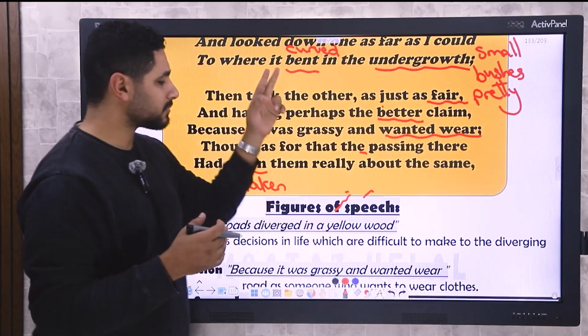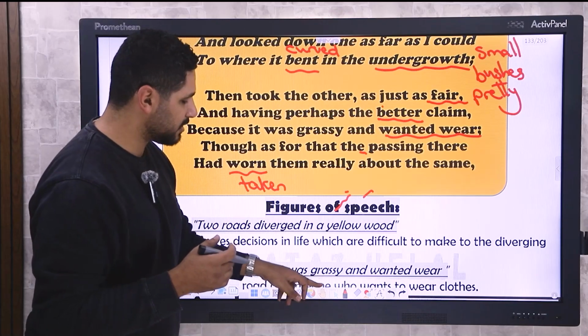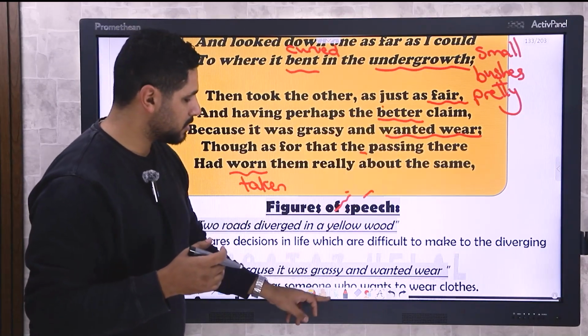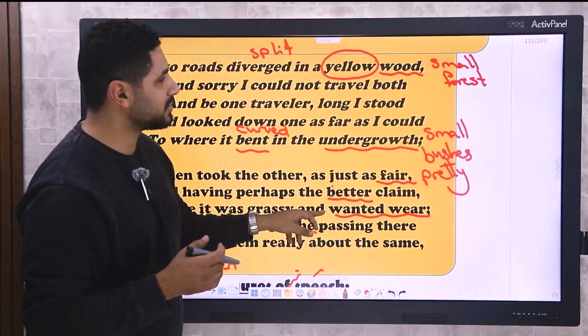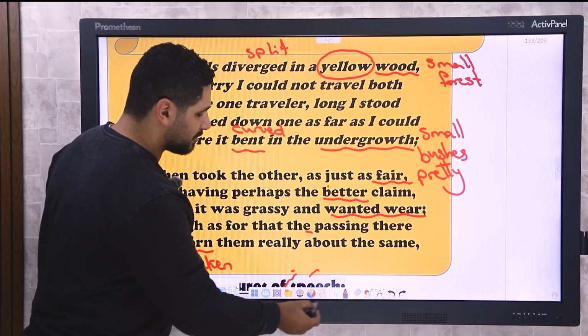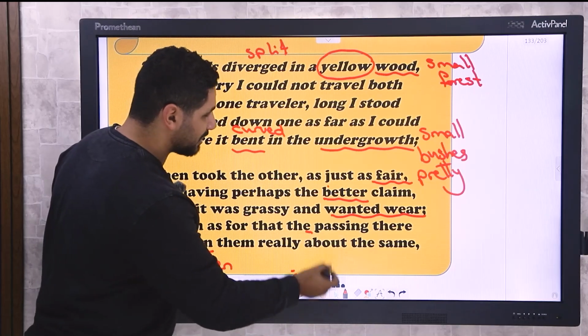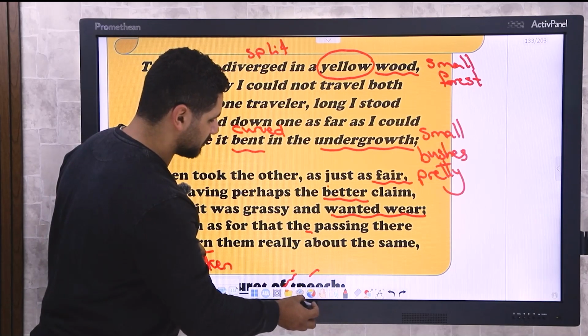And this is why, in the first two stanzas that we have, we find figures of speech and sound devices. Let's see the rhyme scheme of the first two stanzas before we proceed.